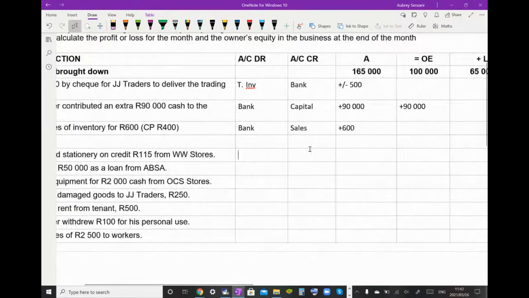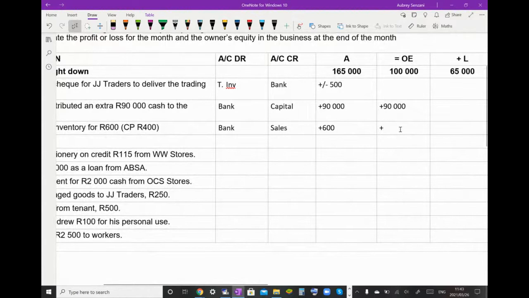Cool. All right. So then sales, obviously owner's equity, then plus 600. Okay. Cool.